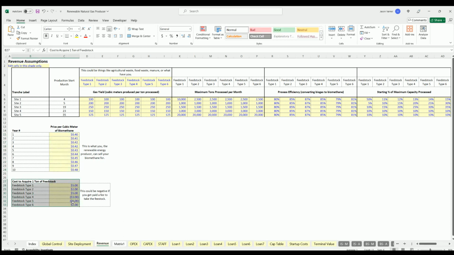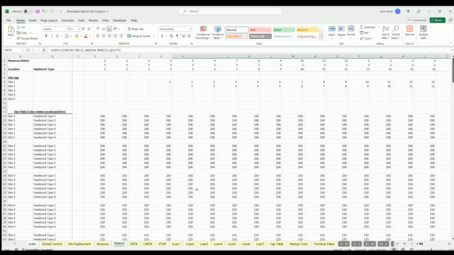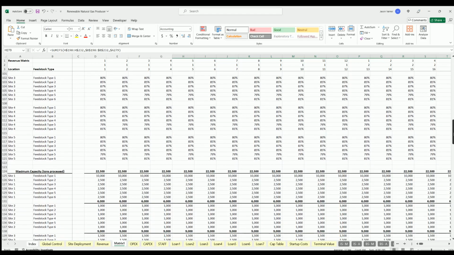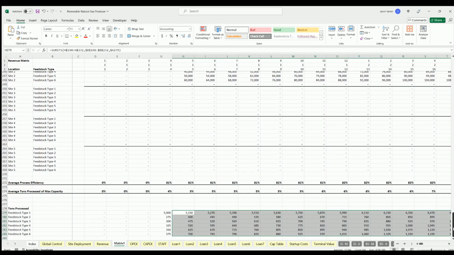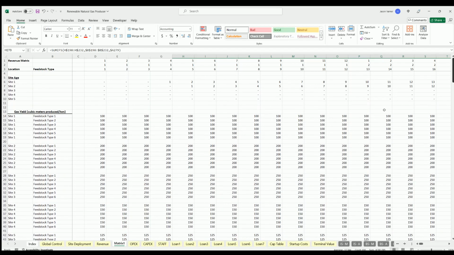We also have one more input here, cost to acquire 1 ton of feedstock. And you might actually get paid to take feedstock away. If that's the case, you can just put a negative here that will affect the financials accordingly. So a negative expense essentially is a positive number. But you might have to pay to acquire your feedstock. So you can adjust this for the 6 different types of feedstock that you have here. And everything flows through the Matrix tab, this is how everything becomes dynamic. This is where a lot of the magic happens, figuring out what you're making. We've got some KPIs there we'll go over as well.